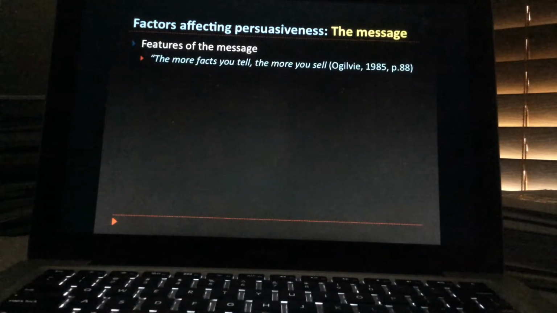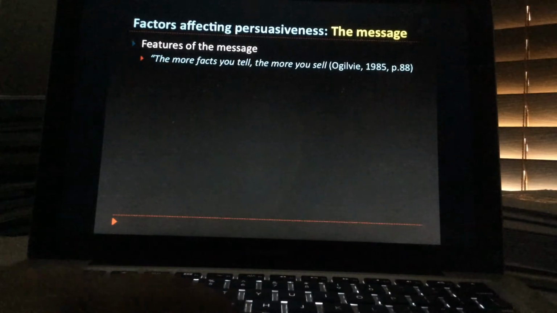Okay, so that's about the source. Now a bit more about the message. So in terms of the features of the message, if you think about some of these late night ads that are trying to sell you knives or shoes or cars or whatever the case is, you would think based on that half-hour long telecommercial that the more facts you tell, the more you would sell.